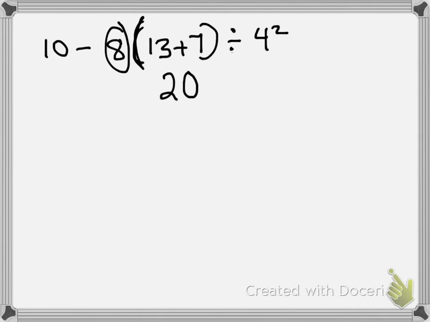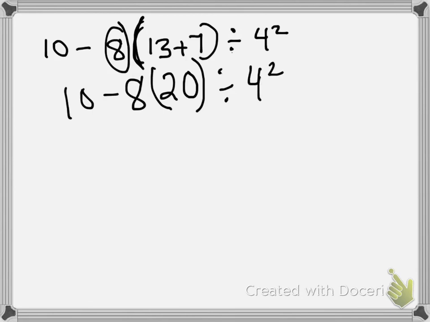Whenever there is a number right up against a parenthesis, that means multiplication. So I have to leave that parenthesis here to show this multiplication of the 8. And then 10 minus, and then divided by 4 squared. So now I have done the 13 plus 7 in the parentheses. So I'm going to go ahead and move to exponents, and I'm going to do the 4 squared.